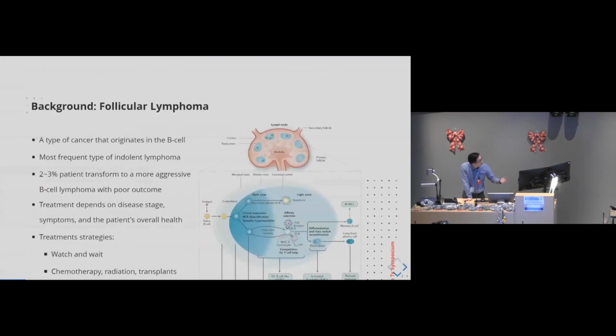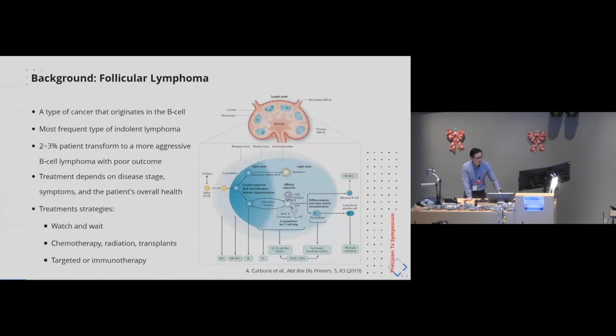First, I'd like to give some background on this disease. Follicular lymphoma is a type of cancer that originates in the B cells, the B cell-like immune cells. It is the most frequent type of indolent lymphoma. So it's not going to make your life dramatic at the beginning, but 2 to 3% of patients transform to a more aggressive B cell lymphoma, mostly DLBCL, which has very poor outcomes.